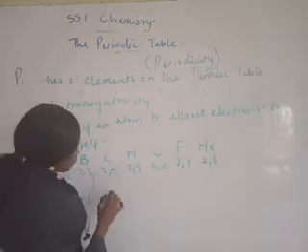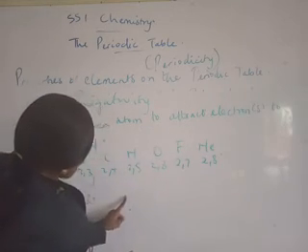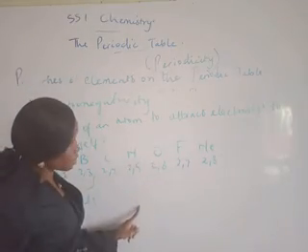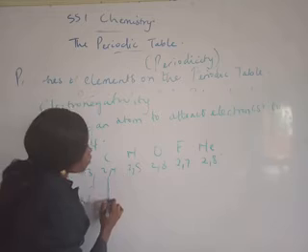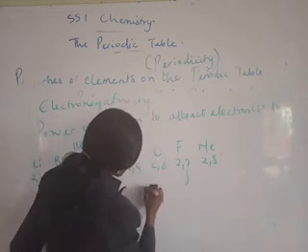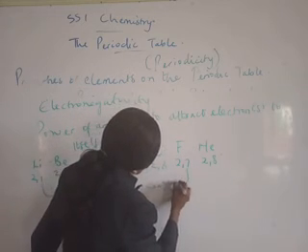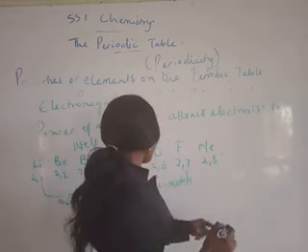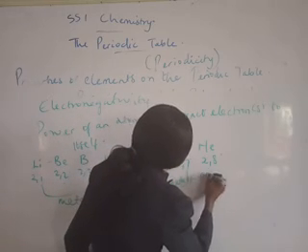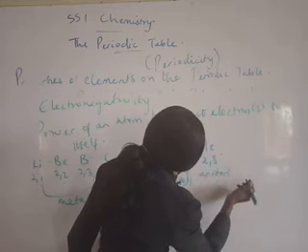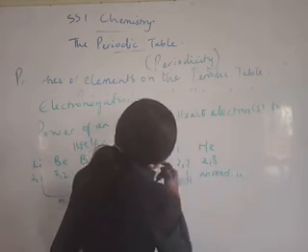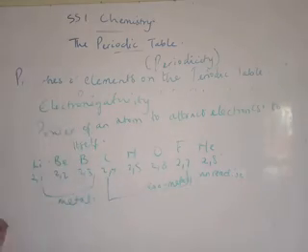Group 4 may have both metallic and non-metallic characteristics. So we can say that group 4 to group 7, they are non-metals. And of course, group 8, they are unreactive. That's why we call them noble gases, inert gases. Is that okay?